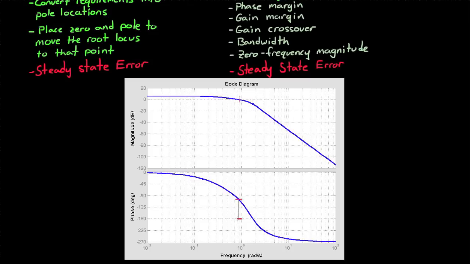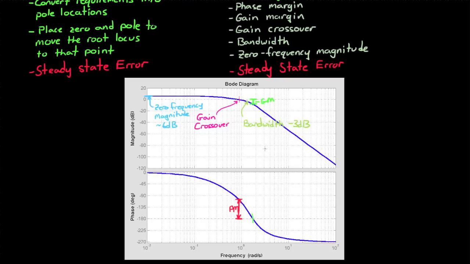Phase margin is the difference between your phase and minus 180 degrees of phase at the point where the gain crosses 0 dB. And gain margin is the difference between your gain and 0 dB at the point where your phase crosses minus 180 degrees. The point where your gain crosses 0 dB is called the gain crossover frequency, and the point where the gain drops to minus 3 dB is called the bandwidth. The zero frequency magnitude, which is sometimes called the DC gain, is just the gain at very, very low frequencies, or zero frequency. In this case, for this plot, it's about minus 6 dB.